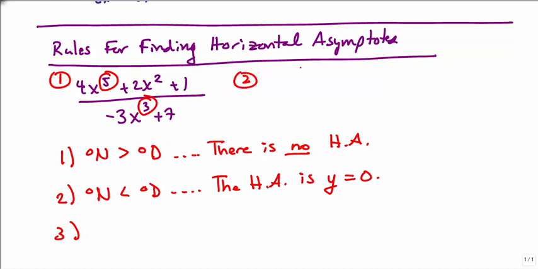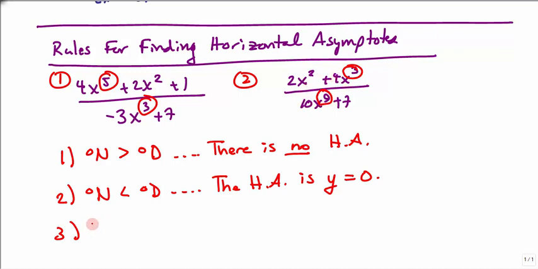The degree in the numerator is less than the degree in the denominator, so I could have something like 2x squared plus 4x to the 3rd all over 10x to the 9th plus 7. In this particular case, the degree in the numerator, the highest power, is 3. It's not just the first power, it's the highest power. The highest power down here is 9. So the degree in the numerator is less than the degree in the denominator, so here my horizontal asymptote for this expression would be y equals 0.